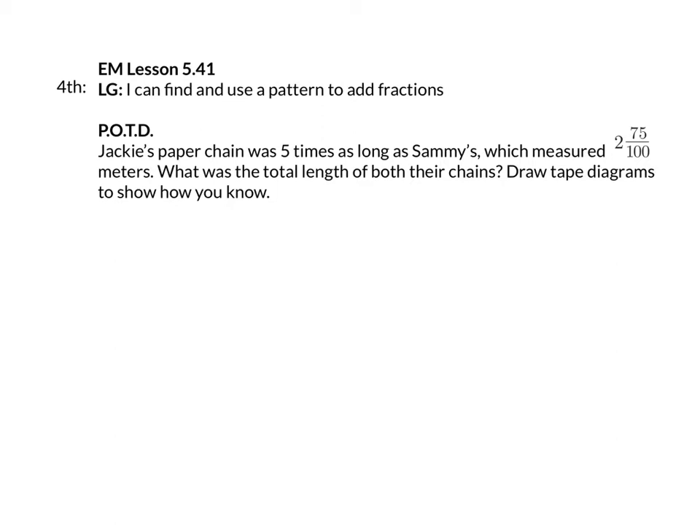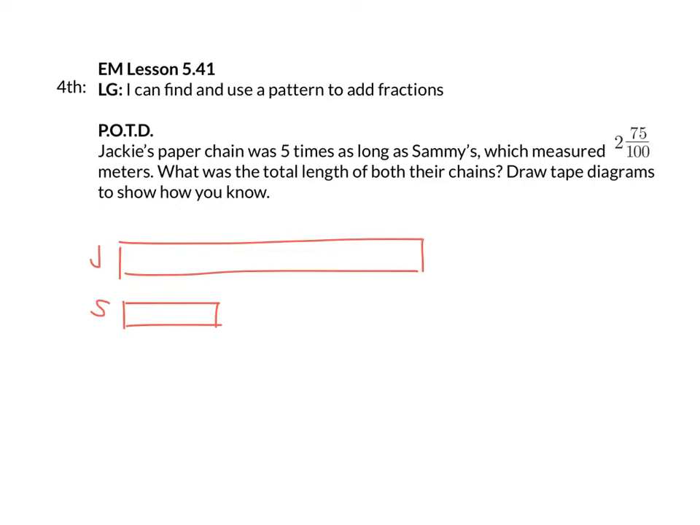It says Jackie's paper chain was 5 times as long as Sammy's. Whose paper chain is longer, Jackie's or Sammy's? If I were to draw two paper chains, Jackie's would be longer than Sammy's. Do you guys agree? We know that Sammy's was 2 and 75 over 100, 75 hundredths meters. And Jackie's was 5 times as long. So that means Jackie's is 1, 2, 3, 4, 5 times as long. We want to find the total length of their chains.